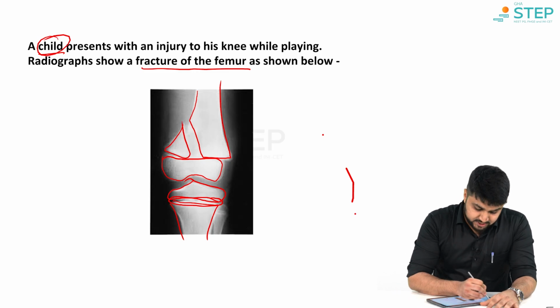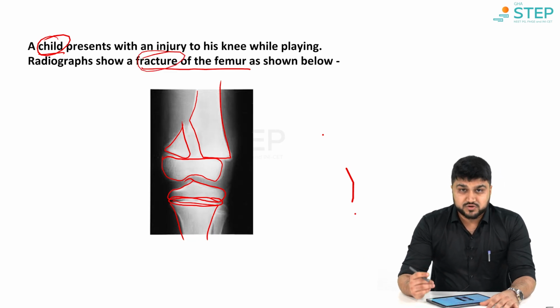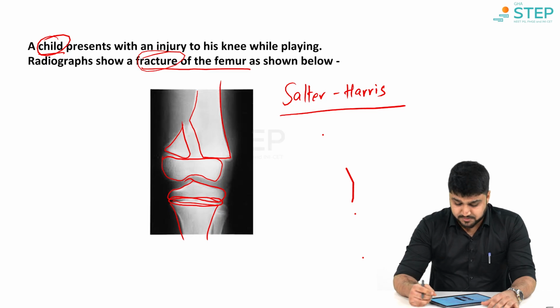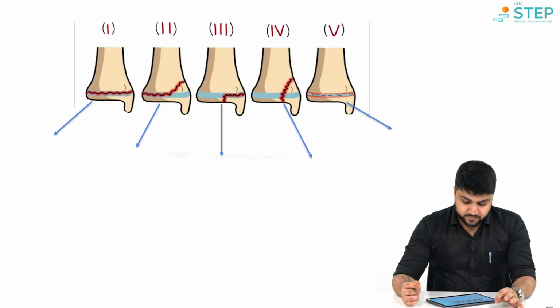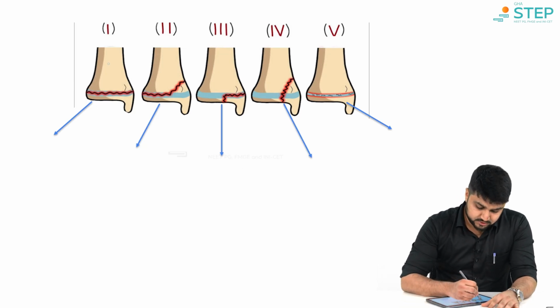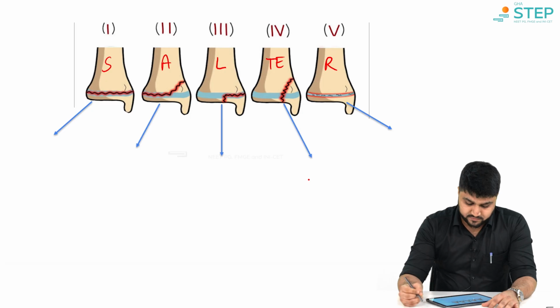Any child presents to you with a fracture around the physis, the first thing that should come to your mind is the Salter-Harris classification. Salter-Harris is basically the classification of physeal injuries in children. It is divided into 5 basic types at your level. Type 1, 2, 3, 4 and 5. The mnemonic to remember this is Salter, S for type 1, A for type 2, L for type 3, TE for type 4 and R for type 5.